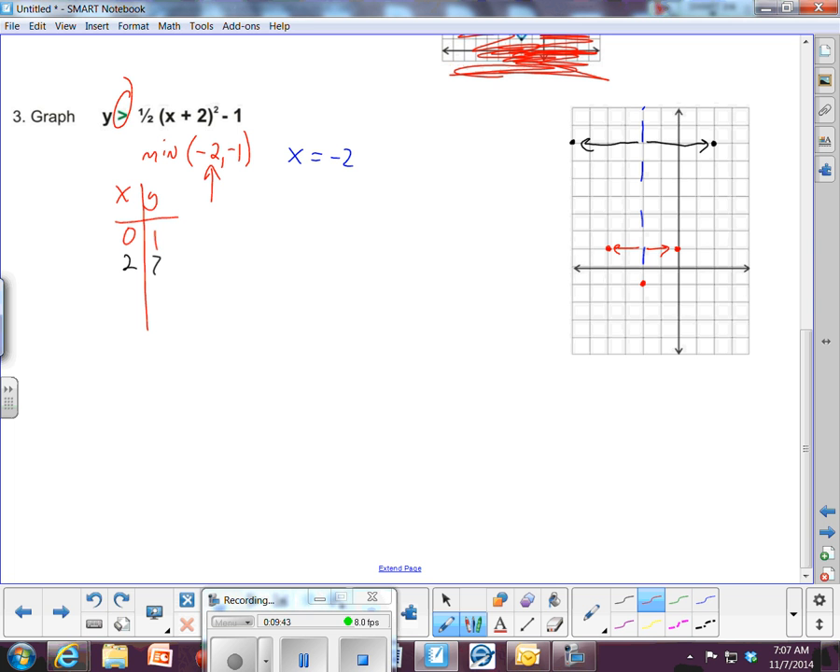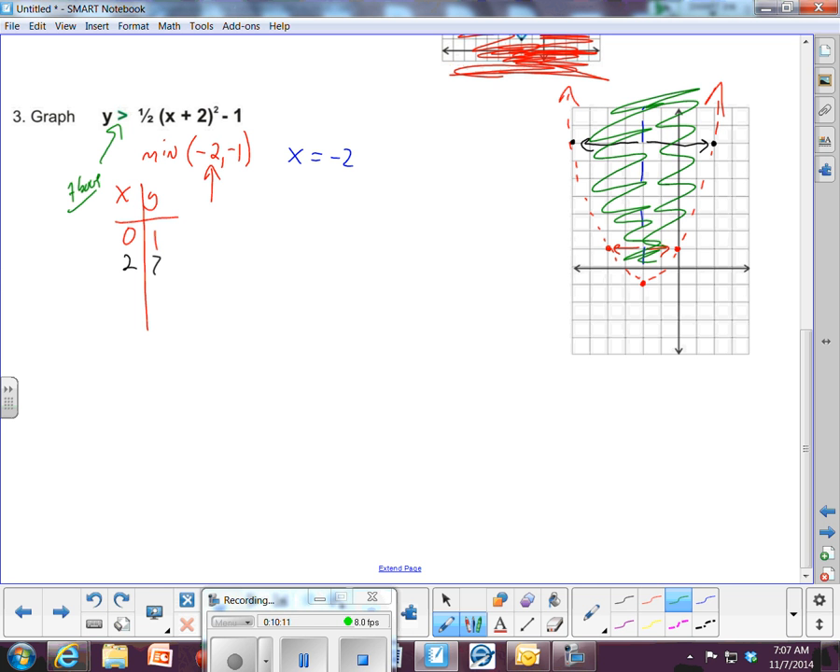Okay, so I look at my symbol. It is not an equal to, therefore I have to use a dotted line, right? So I'm going to connect these points with a smooth curve using a dotted line. And next I have to determine my shading. Greater than says shade above the line, and therefore then I'm shading in here. Okay? That's what we're doing. We're graphing quadratics. Not very hard.